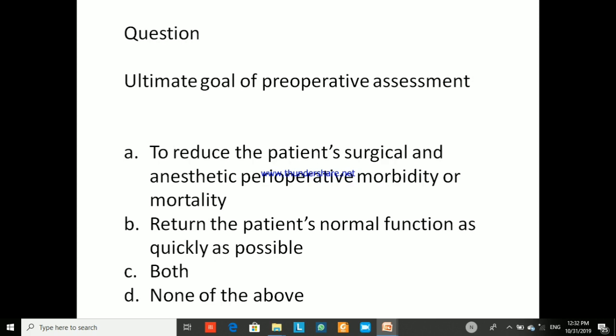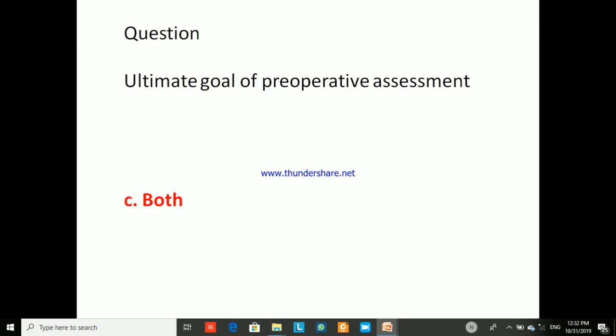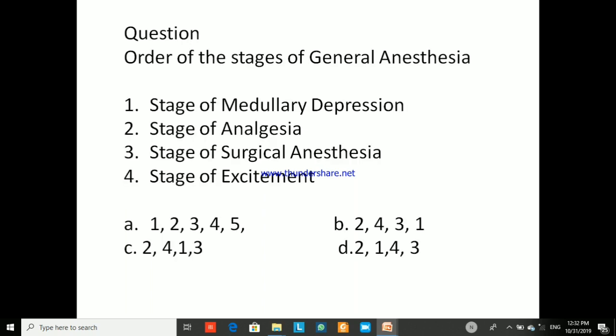Question. Ultimate goal of preoperative assessment: to reduce the patient's surgical and anesthetic perioperative morbidity or mortality; return the patient's normal function as quickly as possible; both; none of the above. Question. Ultimate goal of preoperative assessment: C. Both.